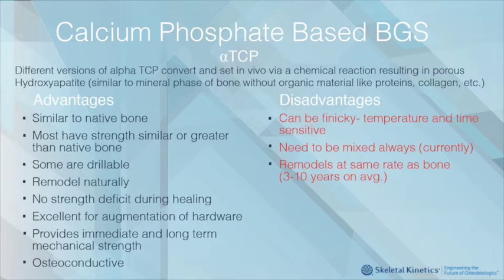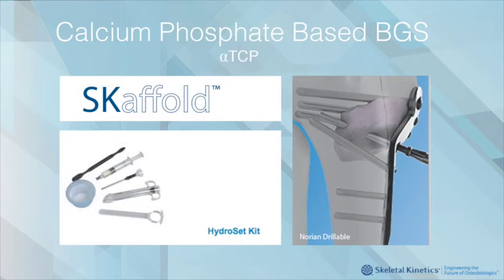Disadvantages are, during mixing and delivery, they can be finicky, both temperature and time sensitive. They need to be mixed always, and they remodel at the same rate as bone. Some surgeons want faster remodeling. Some examples of alpha TCP products include Scaffold, Hydroset, and Norian, amongst several others.